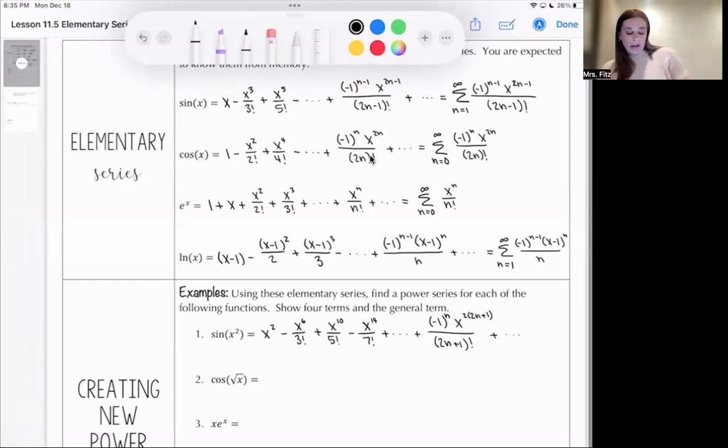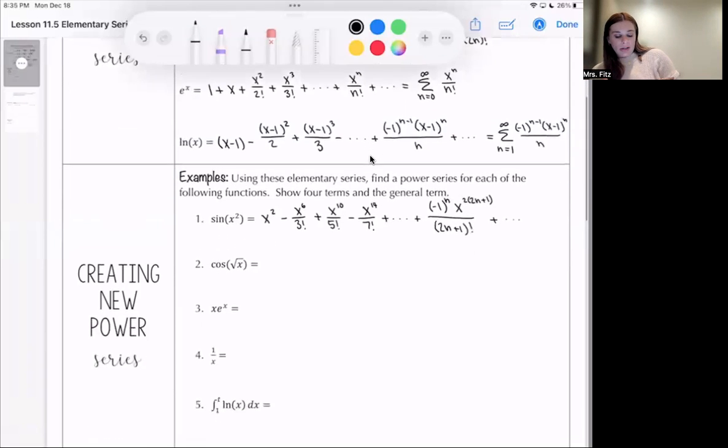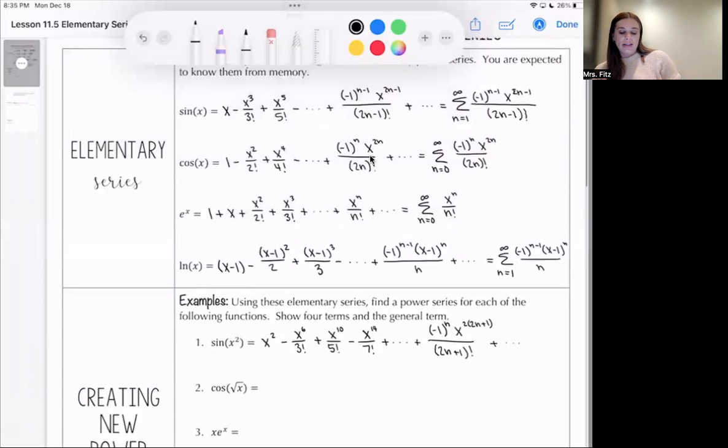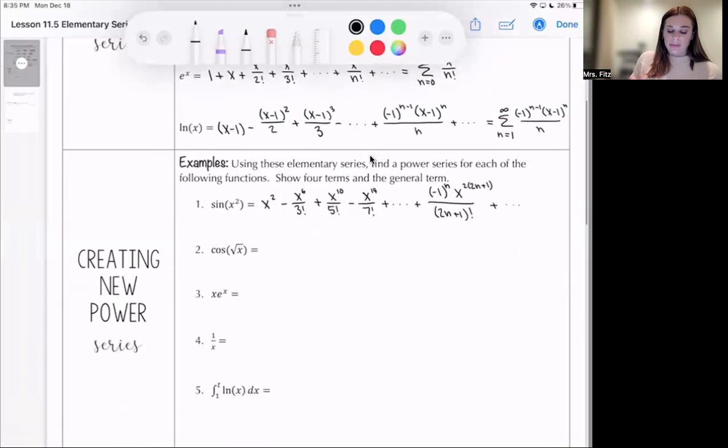Okay, go ahead and pause here and go ahead and do 2 through 5. So you're just manipulating those power series or elementary series above to go ahead and create new ones.